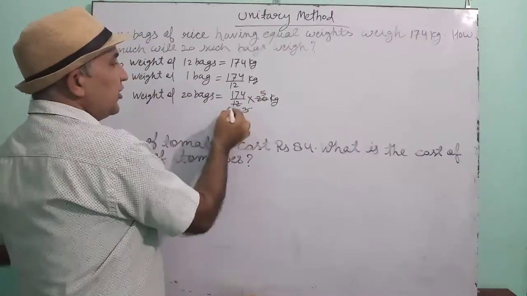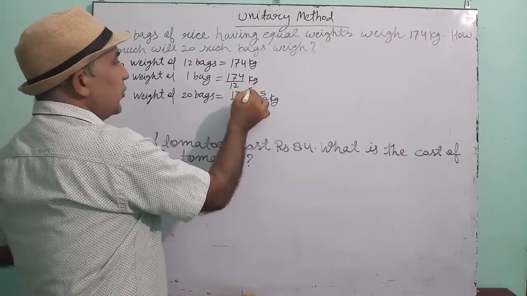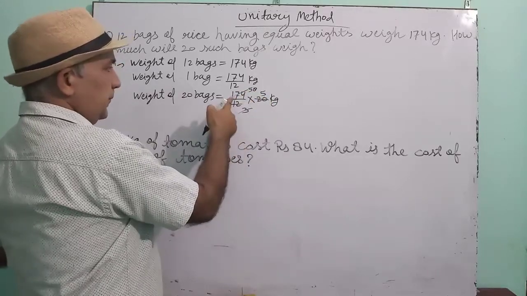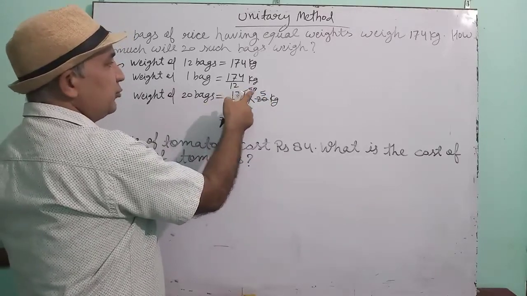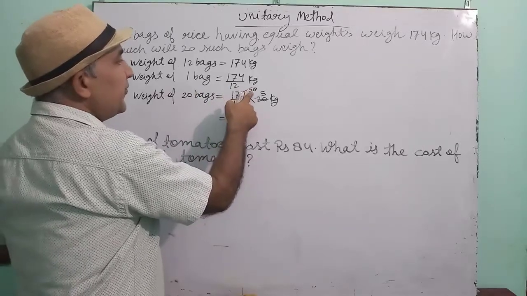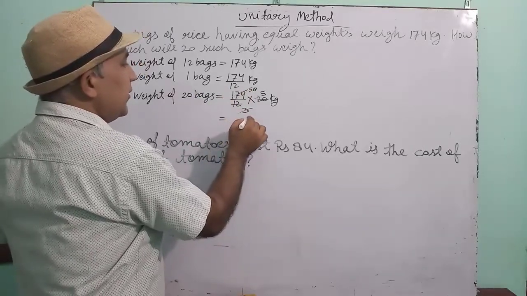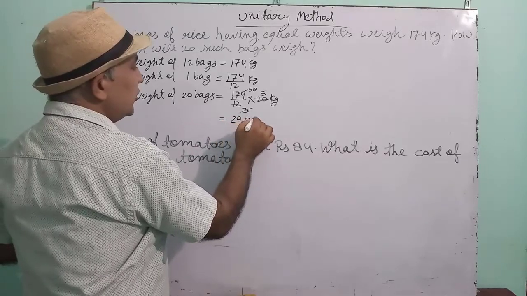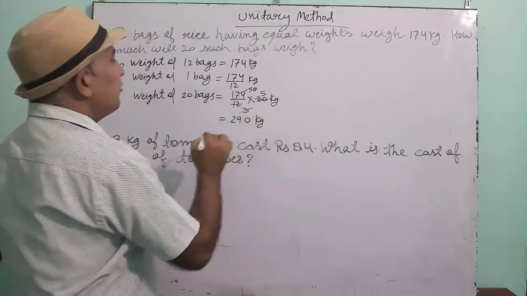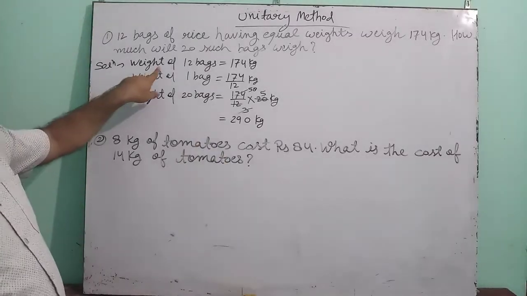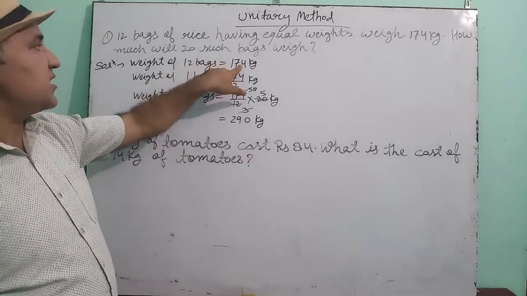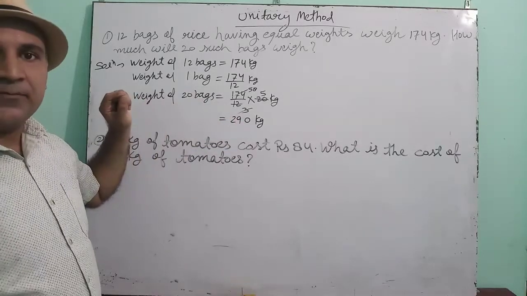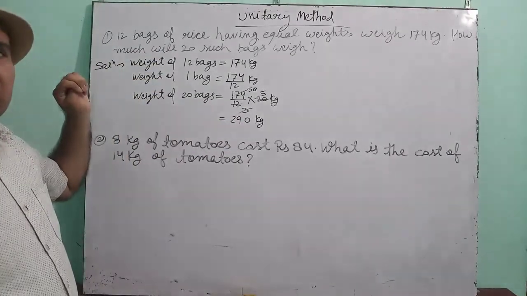Okay. Now 3 dividing 174 by 58. 3 into 5 15. 3 into 8 24. Now 58 into 5. 5 into 8 40. 25 plus 4 29. 290 kg. That means if weight of 12 bags is 174, then weight of 20 bags will be 290 kg. This is the unitary method.